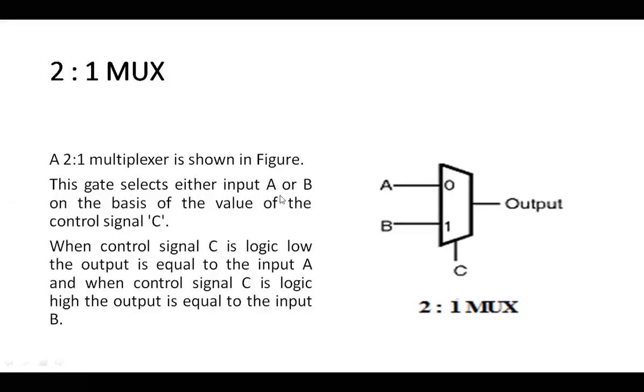This gate selects either input A or B based on the value of your select line or your control signal. When C is logic low, when C is equal to 0, then A comes out as the output. If C is equal to 1, okay, then what happens? B comes out as your output. So this is a simple representation of your 2:1 MUX. If a question is asked, what is MUX, then you can say a MUX is a digital device which has multiple inputs but a single output. DMUX, okay, on the other hand, is the reverse of this.